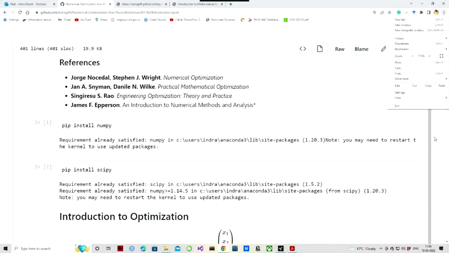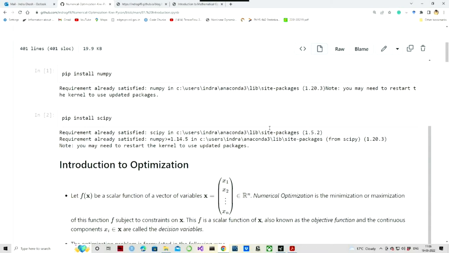Okay, so we need to install the NumPy and SciPy packages. I think if you're using Jupyter notebooks, you will already have these built in. But in case that doesn't work, you have to pip install NumPy and SciPy. I think matplotlib is built in, so I didn't show that here. But if it gives any error, you have to download matplotlib also.